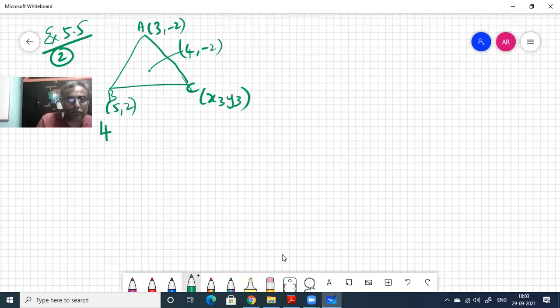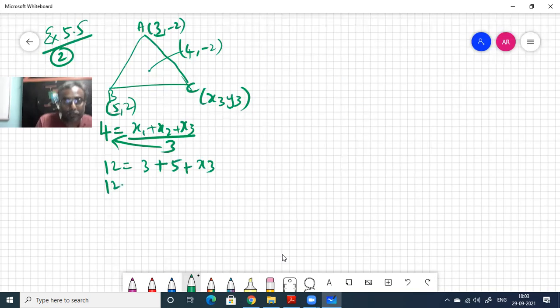4 is equal to (x1 plus x2 plus x3) by 3. You take the 3 to the other side: 12 is equal to x1, which is 3, plus x2, which is 5, plus x3, which we don't know. 12 is equal to 8 plus x3. 12 minus 8, you take this 8 to this side, equals x3. So x3 is equal to 4.